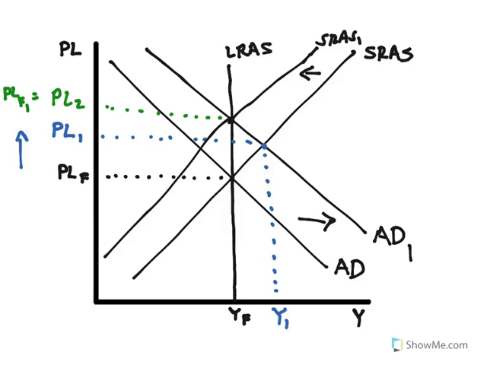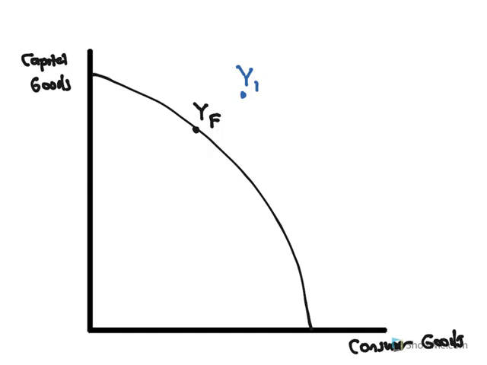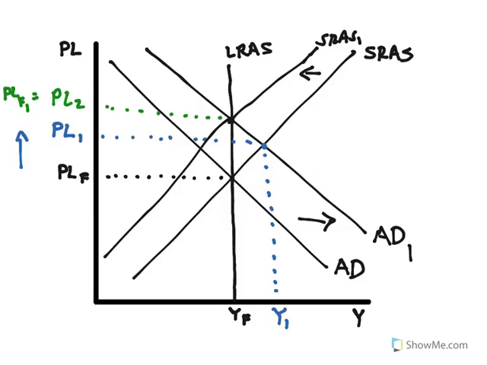The only way YF can change is if we shift long run aggregate supply to the right or to the left. If we did that, on the PPC graph we would shift the PPC out for an LRAS shift to the right, or in if there's an LRAS shift to the left. They move in the same direction. And so this whole process is called long-run self-adjustment.